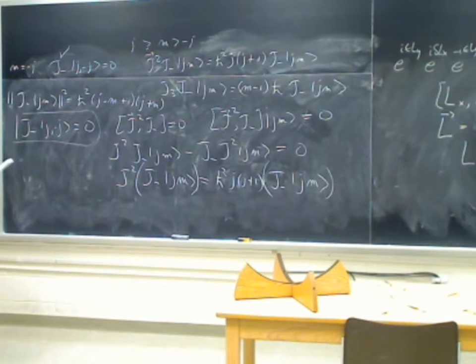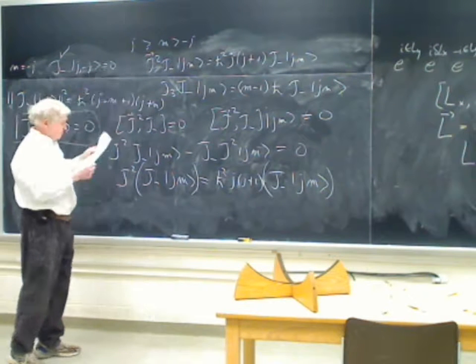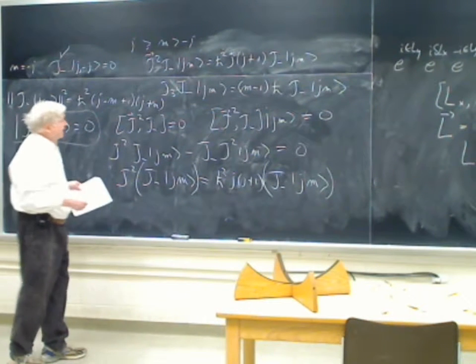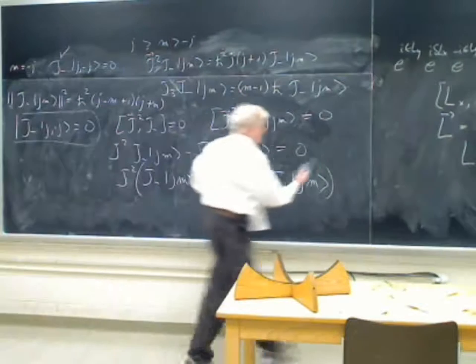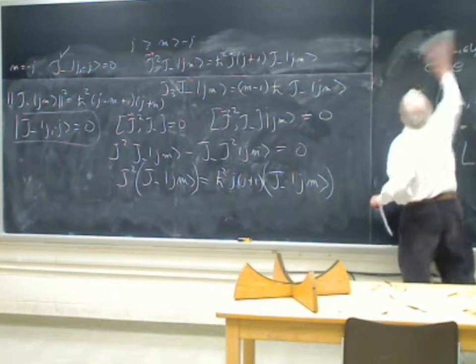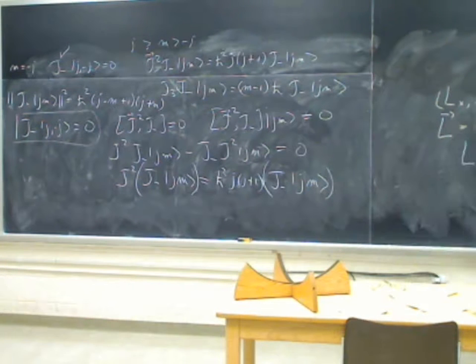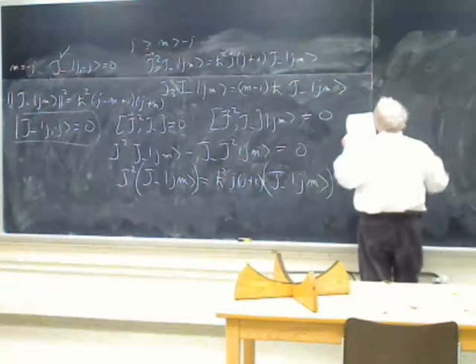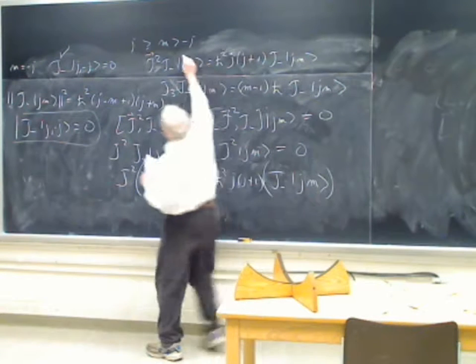Okay, so we've proven then these two relations. Now what we want to do is do another one of these theorems. I don't know how many of them there are, but okay, so we're going to continue here to assume that m is greater than minus j.